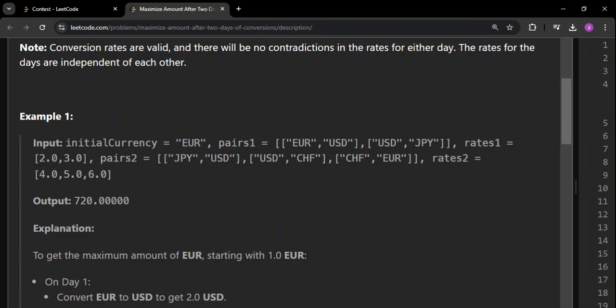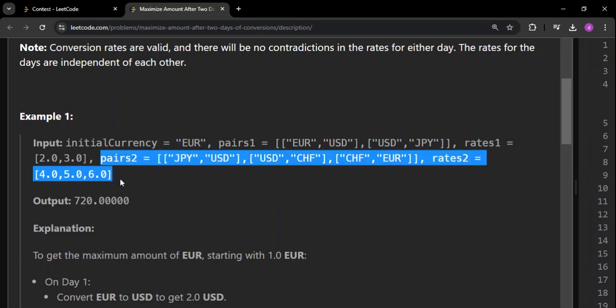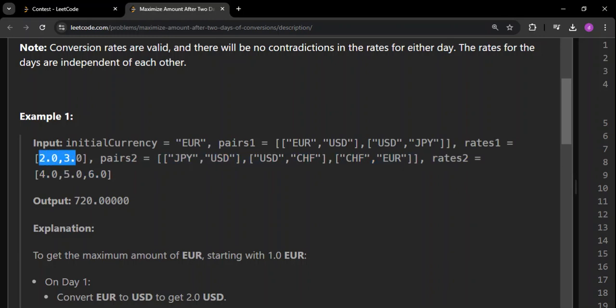Remember that this is for day one. These two arrays that I'm highlighting on the screen are representing day number one. In this question there are 2 days. The first pairs, that is pairs one and rates one, are for day number one, and similarly pairs two and rates two are for day number two. These are the rates on day one, and these are the rates on day two, and these are representing the particular conversions. As simple as that.